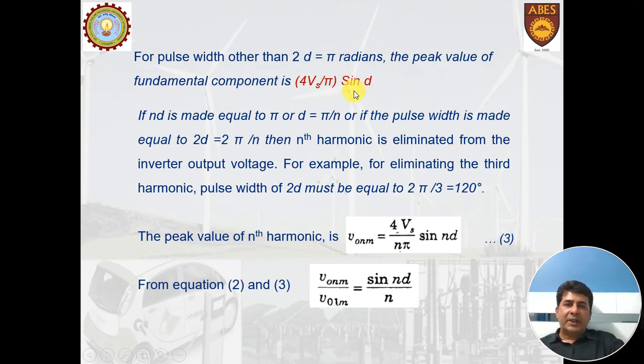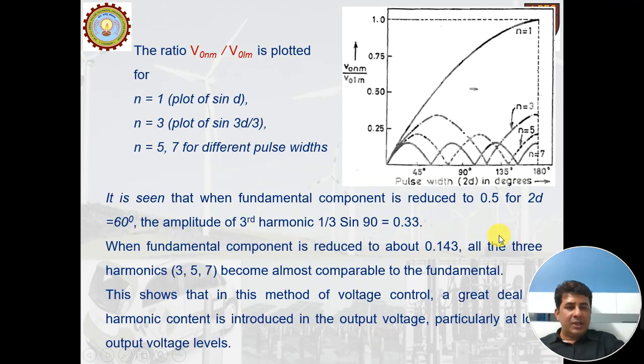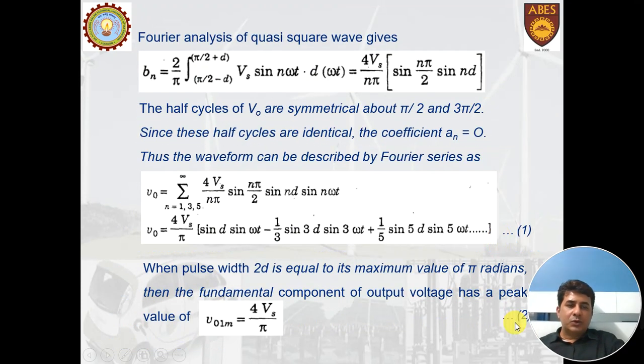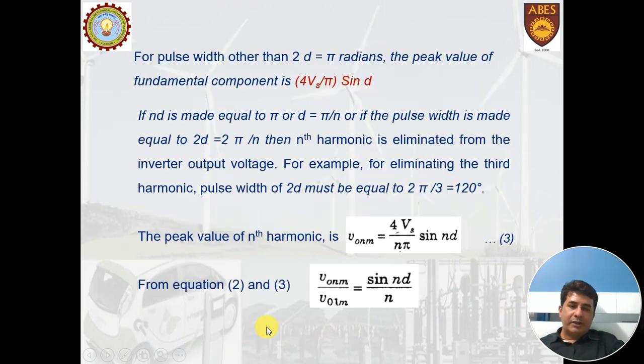In a similar way, if you wish to find the peak value of the nth harmonic, simply write the value of n here. For the third harmonic, it will be 4 Vs upon 3 pi sine 3d. For the fifth harmonic, n will be 5, and so on. Let us call this equation number 3. Equation number 3 gives you the peak value of the nth harmonic, while equation number 2 gives you the peak value of the fundamental component. If you divide these two, we get VoNm by Vo1m as sine nd upon n.